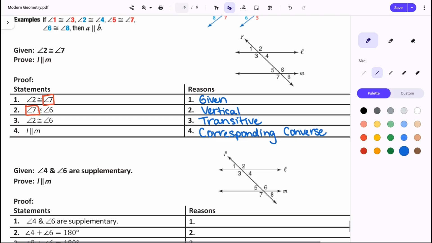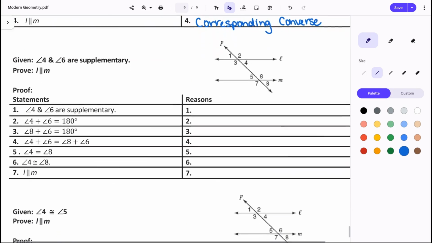Okay, so let's take a look at the next one. And remember, what I just said there is we're ultimately trying to get to corresponding angles so that we can finish this proof with that converse. But you may not start out with angles that are congruent, like that one we did. If you look at the next one, what are they giving to you originally? What's the given statement say?